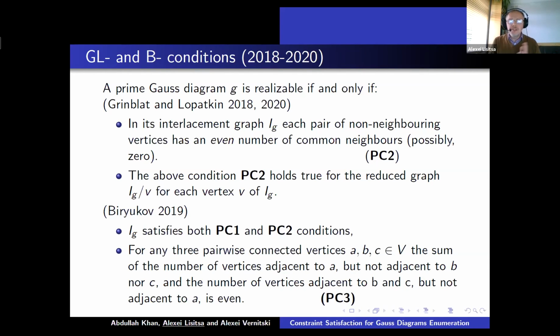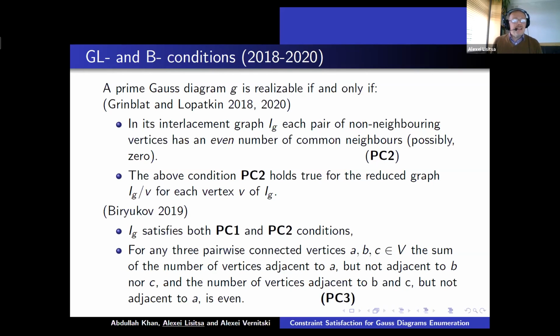I won't go into details because I will be mostly dealing with a variant which Biryukov formulated in 2019. By the way, this variant already appeared in a paper by Grinblat Lopatkin, but it was presented for another cause in their paper. This condition is actually very simple because it says something about a triple of nodes in a graph, which satisfies some connectedness condition and also some parity condition. So the number of vertices with a specific property should be even. And the property itself is very simple. You see it on the screen.